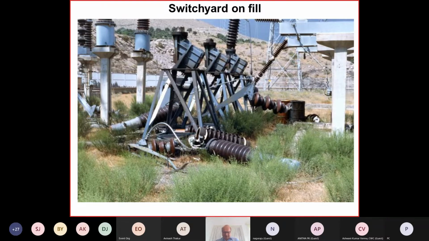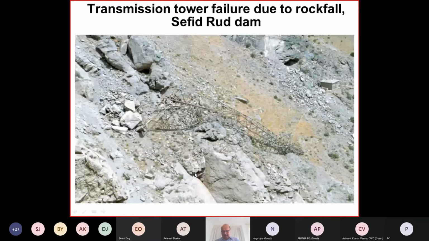switch yards in the mountainous regions are partly on excavated material and partly on fill material. If you look into seismic codes, for example in India, and not only in India, everywhere, fill is actually the poorest soil condition which exists in the soil classification. So you have some deformations. The equipment built on the fill part is most vulnerable to seismic action.